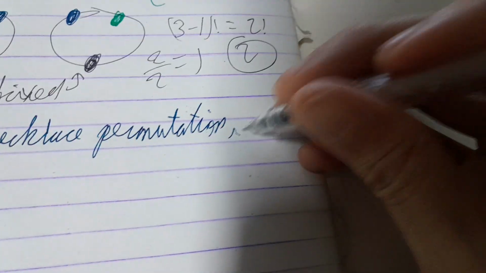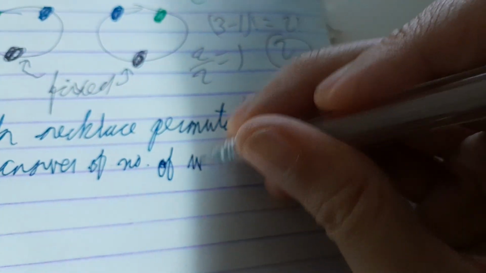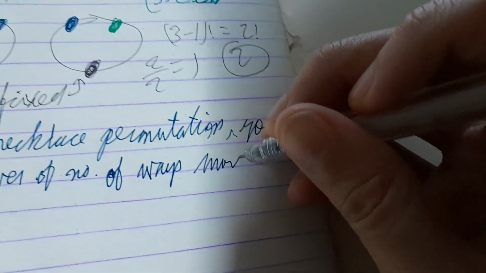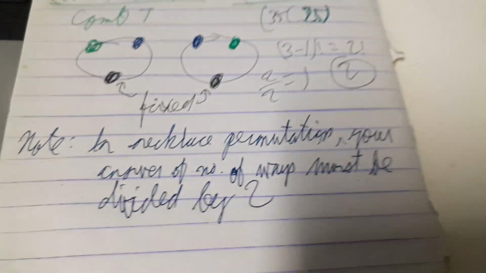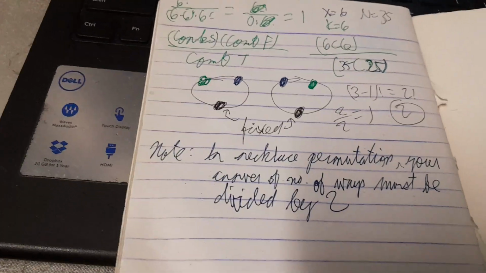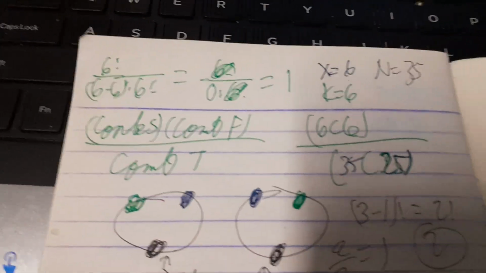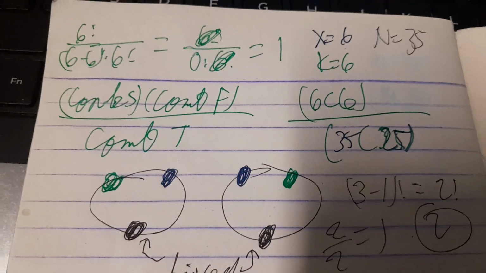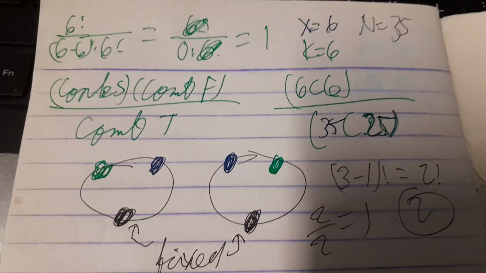Note: in necklace permutation, your answer of number of ways must be divided by 2. Why divide by 2? Because, remember, we have to divide by 2 since the necklace can be flipped, and if you flip it, it would be the same arrangement. Okay? Let's try it if we have another color.